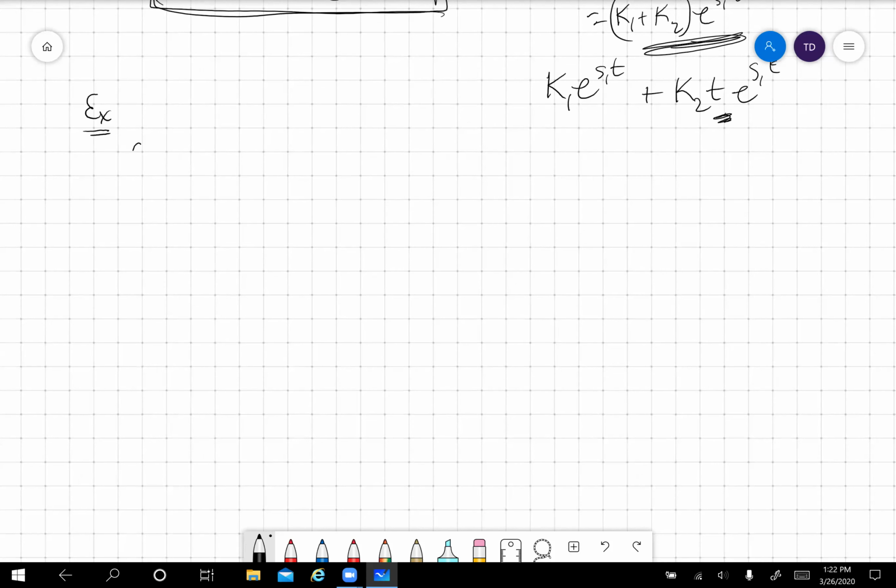Example: x double prime plus 6x prime plus 9x is equal to 0. Okay? Again, it is only a homogeneous term. It's only homogeneous because it's equal to 0. So there's only a homogeneous response. So what's the first thing that I do? Well, the first thing that I do is I write the characteristic equation.